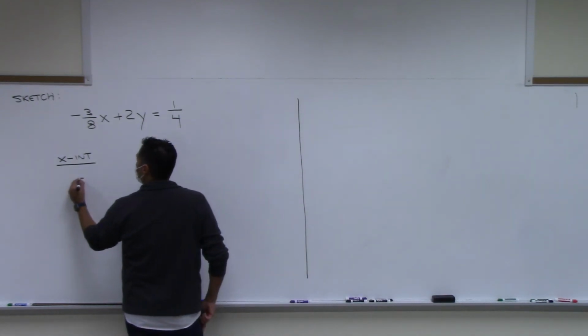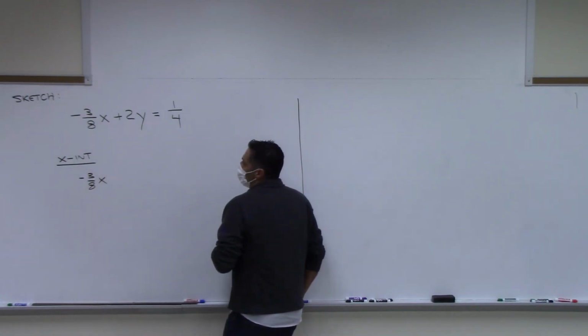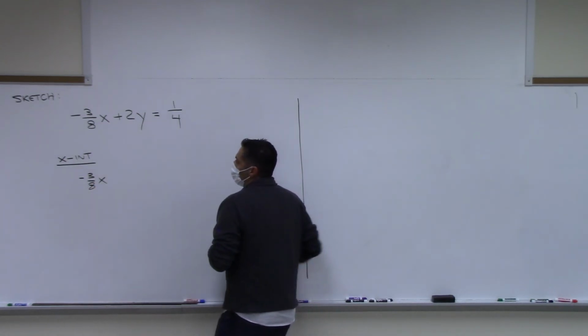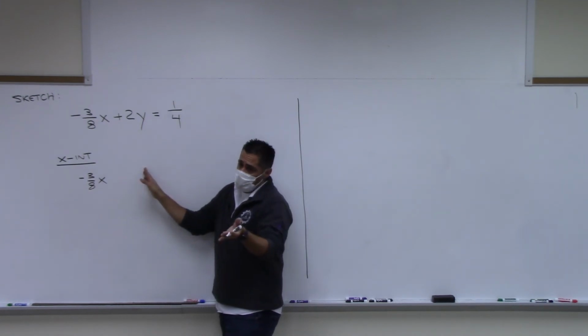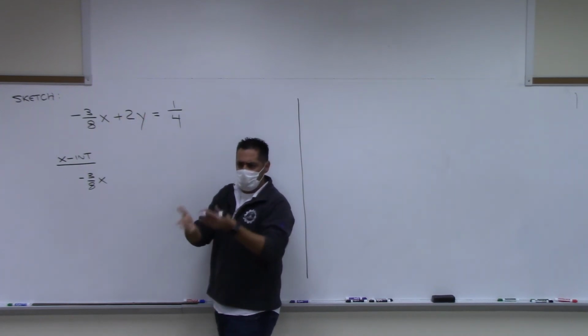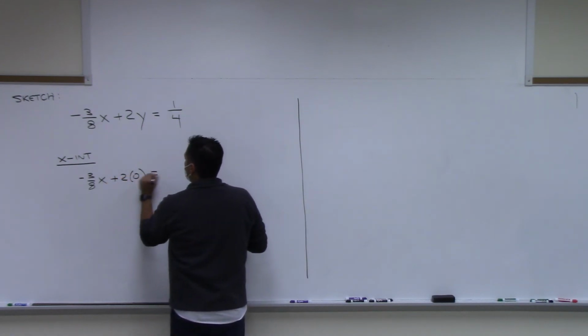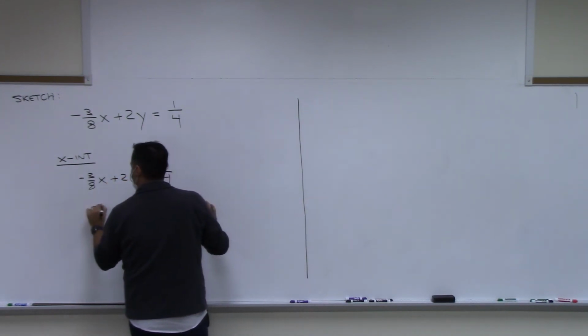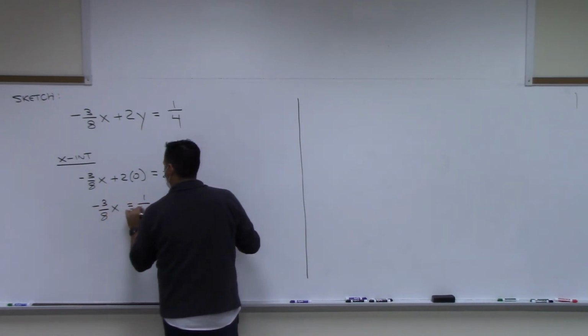Okay, so it'll be -3/8 x. Put the 2 and then the 0 in parentheses. Yeah, so you can write that plus 2 times 0, or if you don't want to do that, that's fine. If you just mentally know that that's gone, then you could just go right to equals 1/4. Totally up to you, I don't care. I'm going to put it here just to be thorough. And then now we have -3/8 x equals 1/4.